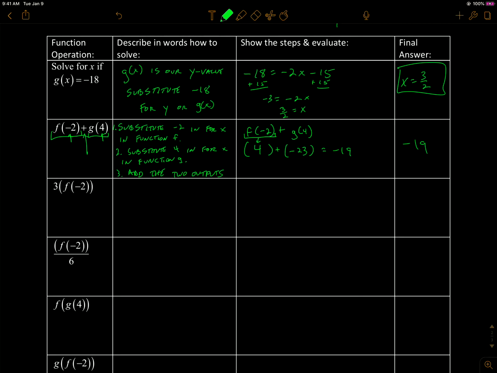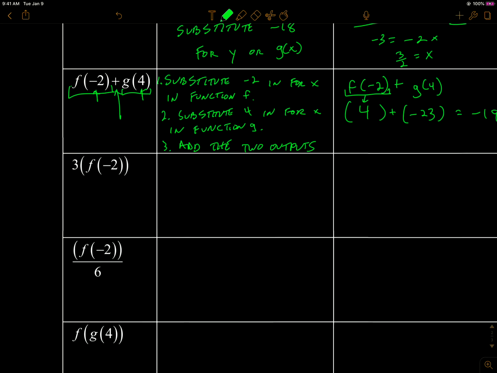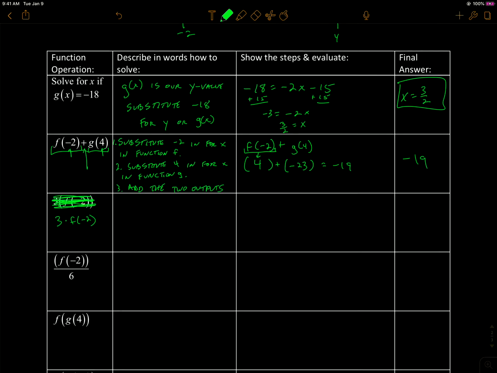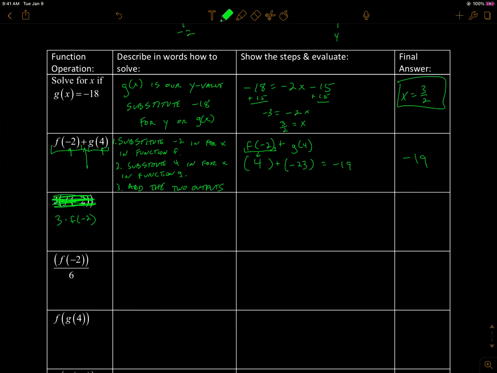How do we deal with this when we have 3 times the function f of -2? We're going to ignore this one. I don't like this one. Actually, we won't ignore it. I'm going to rewrite it differently. This is how we would rewrite it. So what are we going to do here? We're going to find the value of f of -2.